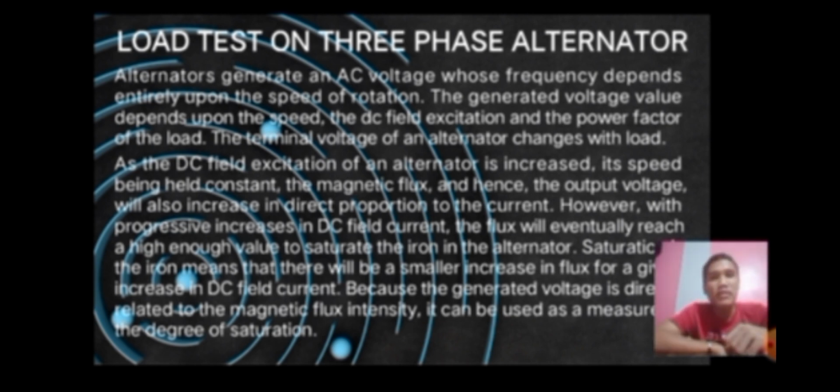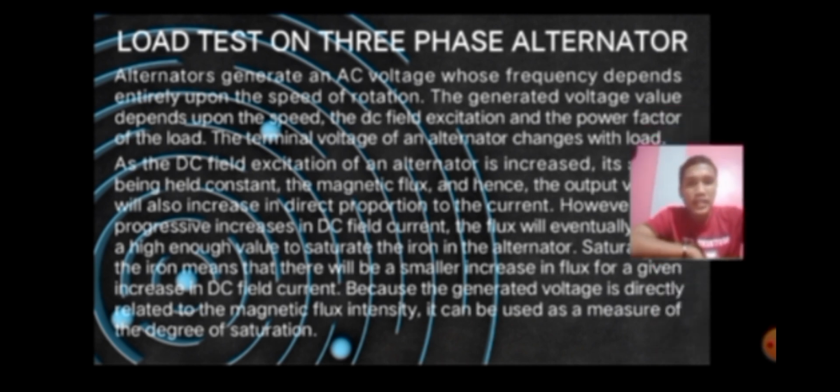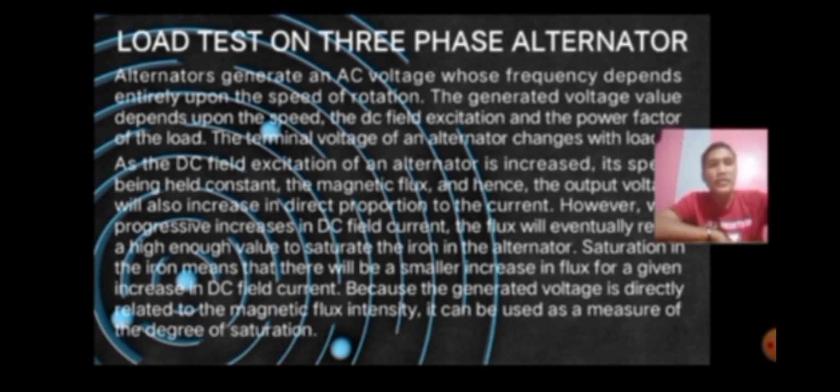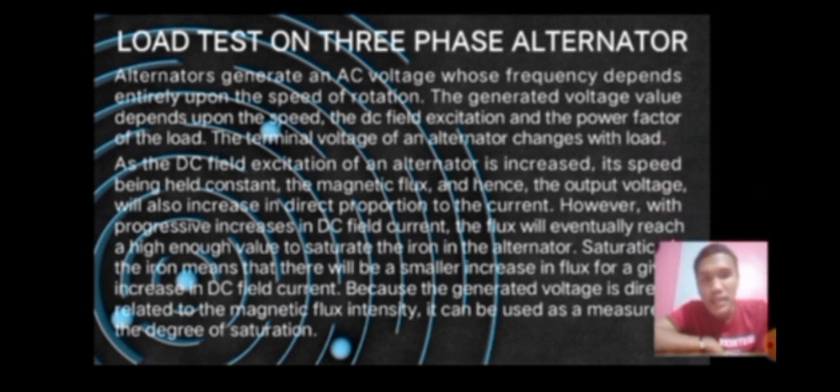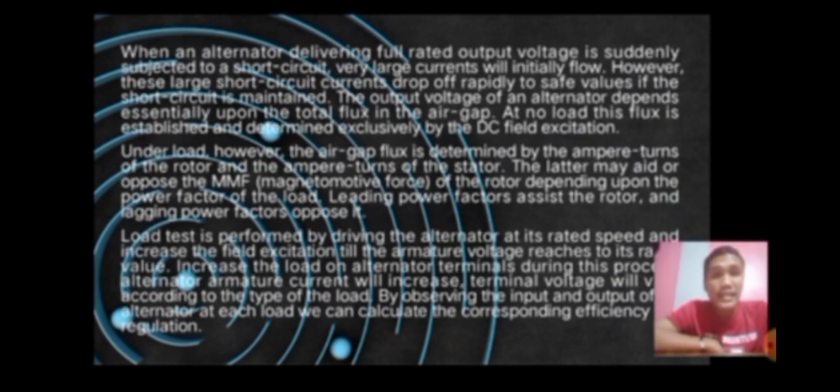However, with progressive increases in DC field current, the flux will eventually reach a high enough value to saturate the iron in the alternator. Saturating iron means that there will be a smaller increase in flux for an increase of DC field current, because the generated voltage is directly related to the magnetic flux intensity. It can be used as a measure of the degree of saturation.